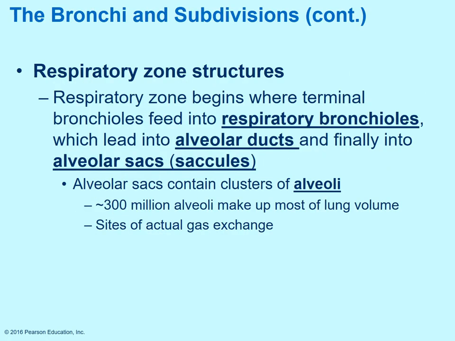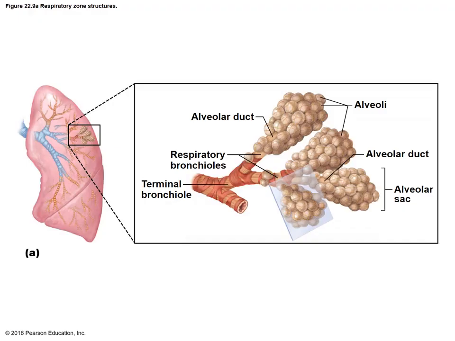The respiratory zone now is where the terminal bronchioles feed into what's known as the respiratory bronchioles, which then move to the alveolar ducts, and finally to the alveolar sacs, which contain a cluster of alveoli that kind of looks like a grape cluster. It is at the alveoli where you are finally going to have the gas exchange.